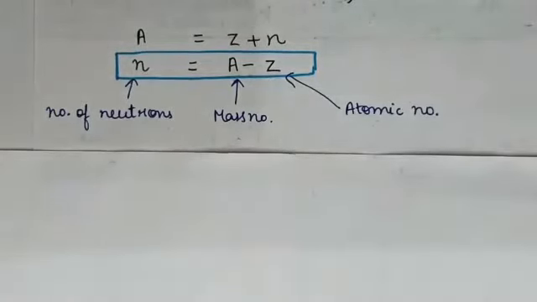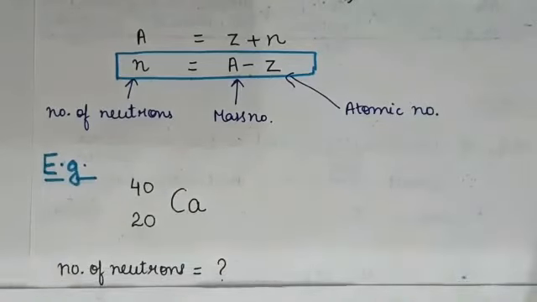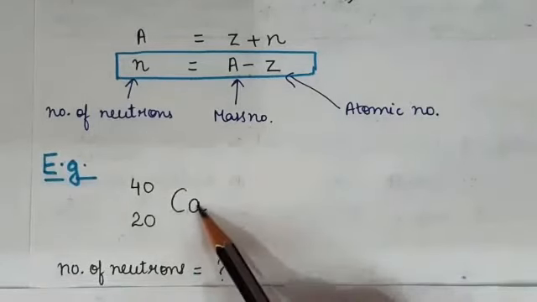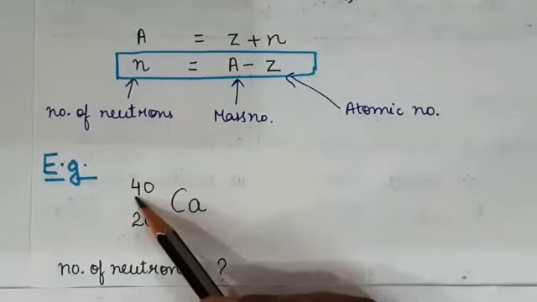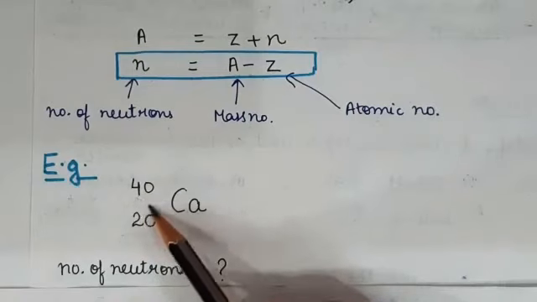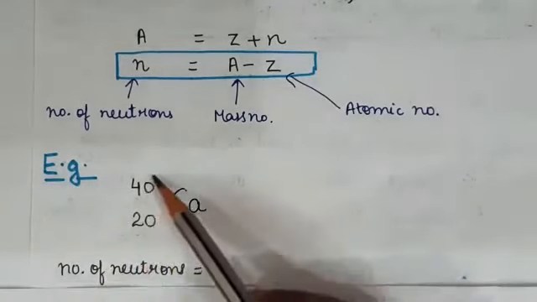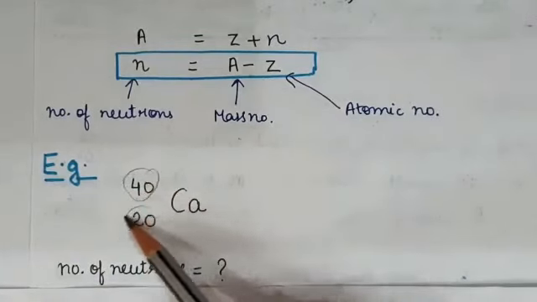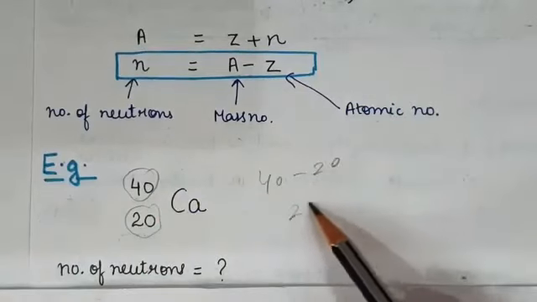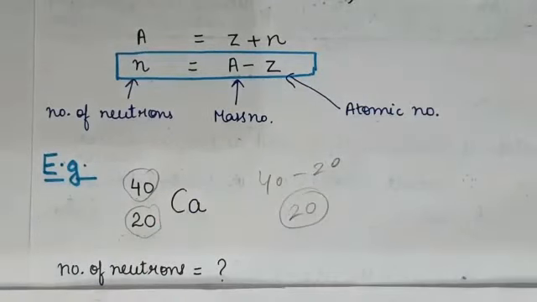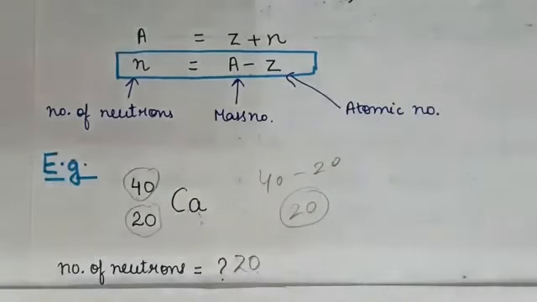Let us take one more example. Calcium. Its symbol is Ca. Atomic number 20 written below. Mass number 40 written above. Now calculate the number of neutrons. So number of neutrons is equal to mass number minus atomic number, means 40 minus 20, that will be 20. Clear? So the number of neutrons is 20 in the case of calcium.